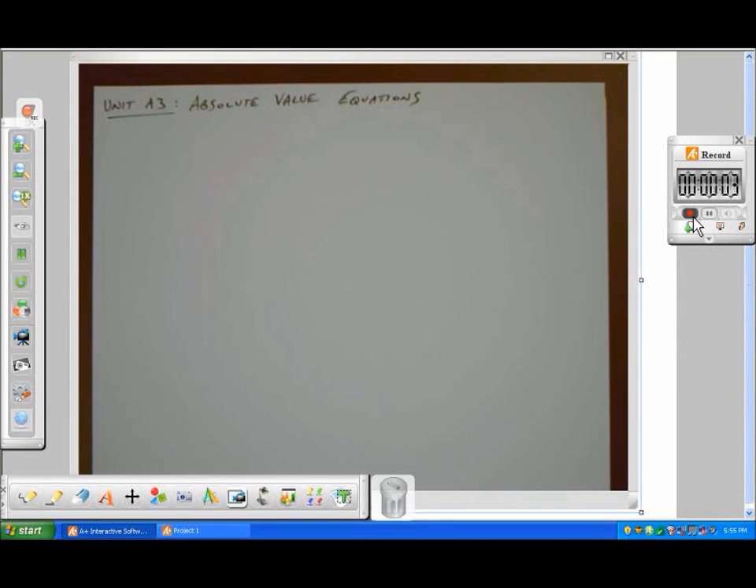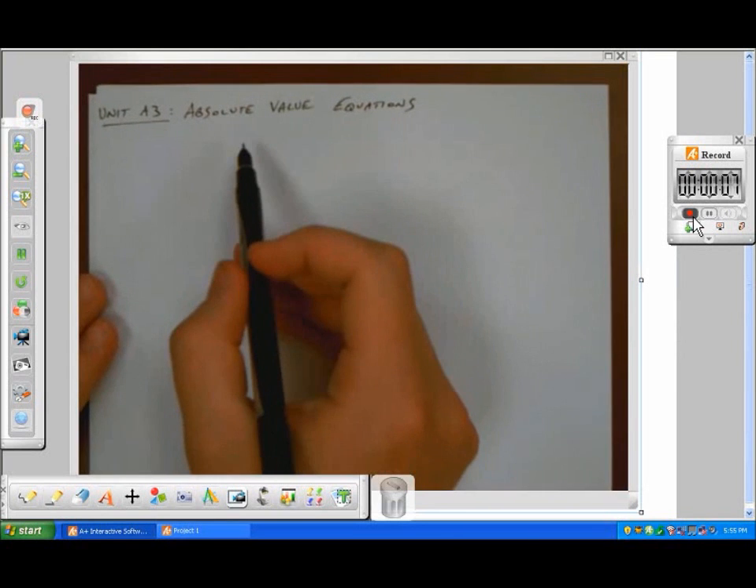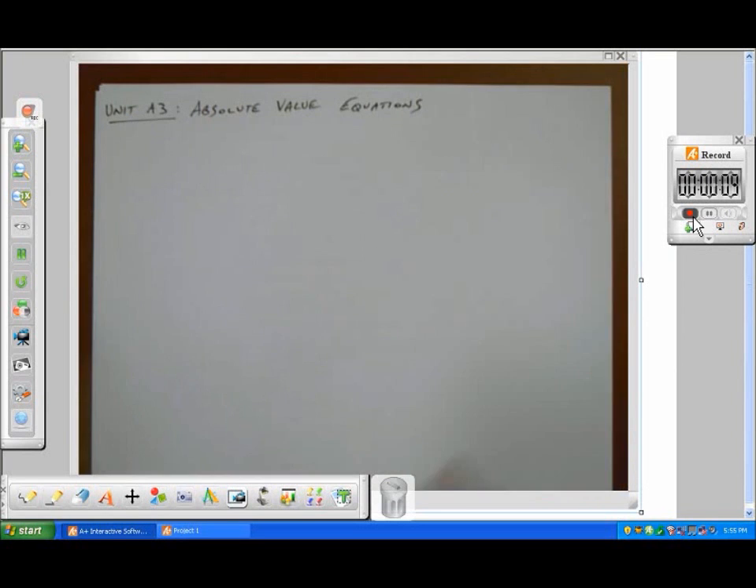We're on to Unit A3 now, absolute value equations. And so now we're going to get into a little more math stuff, a little more algebra than what we were getting into the past couple with the fundamental counting principle and permutations and combinations. So this should start to look a little more familiar to you.